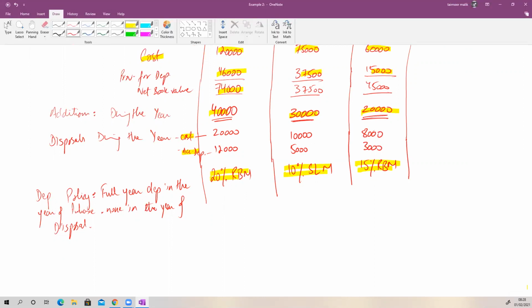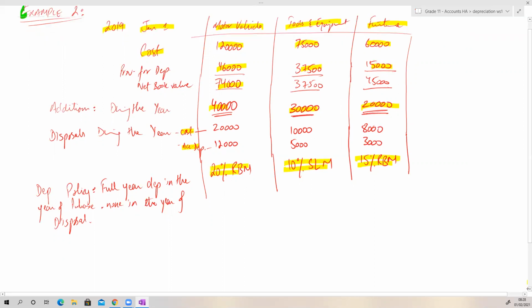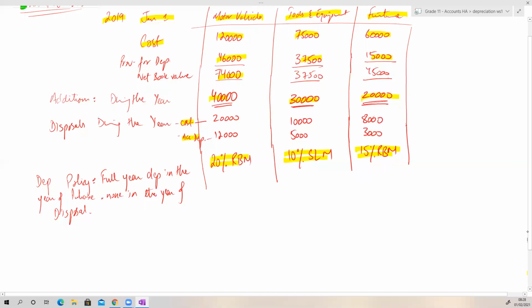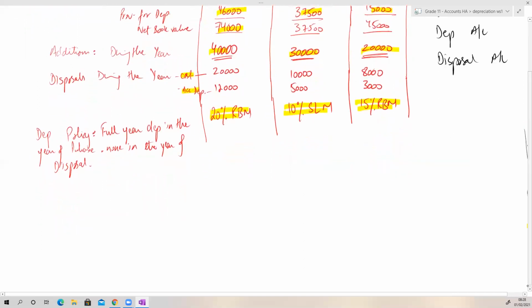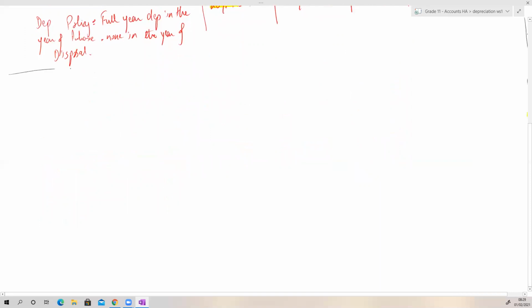Requirement क्या होगी जनाब? Requirement is going to be, I think, cost account बनाने होंगे. Okay. Depreciation account बनाने होंगे और disposal account. Requirement is cost account, depreciation account, and disposal account. ठीक है जनाब.